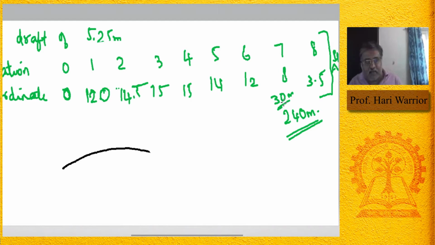Okay. The center line is basically the longitudinal axis. When you have a ship, this center line is the longitudinal axis. So the longitudinal axis at the center is called a center line. So you have to remember that.